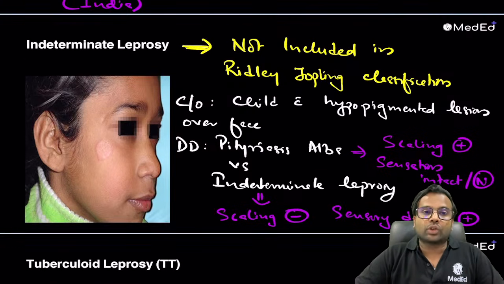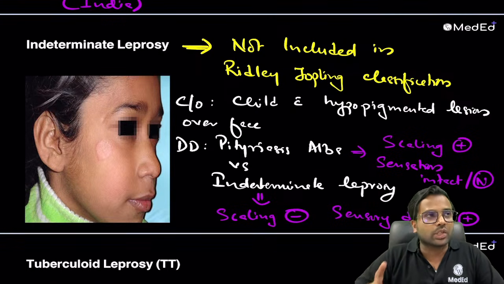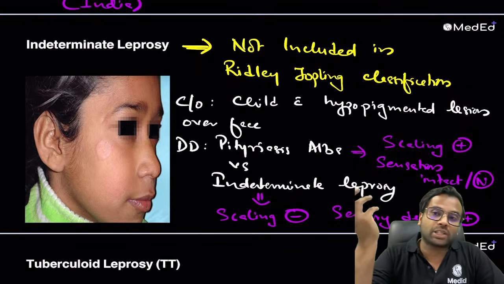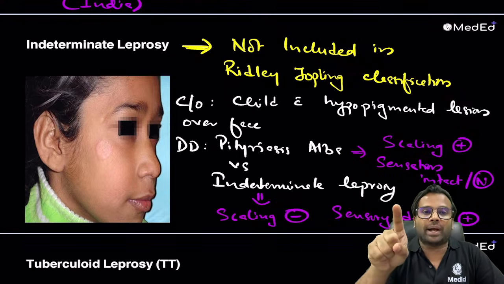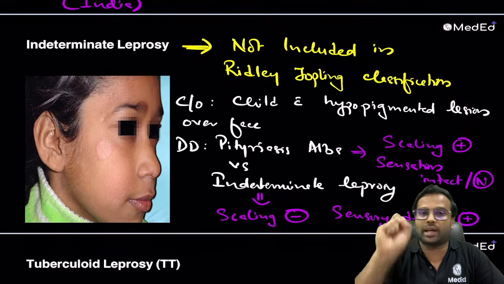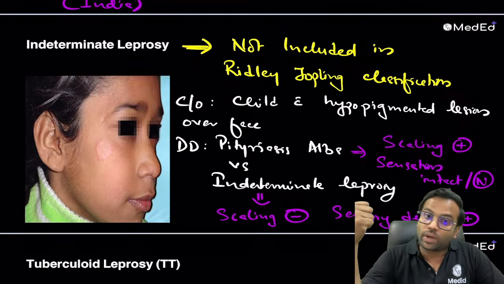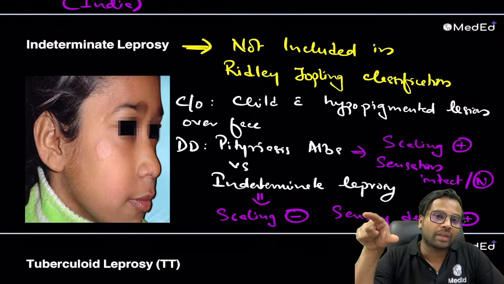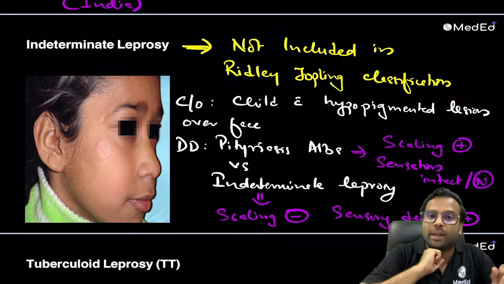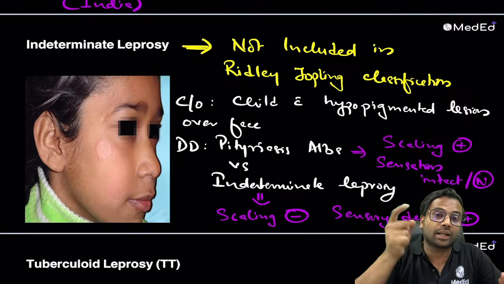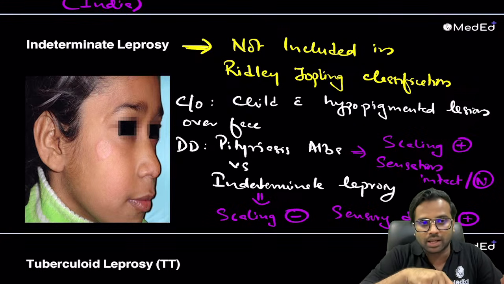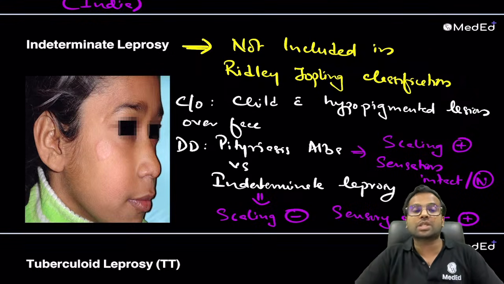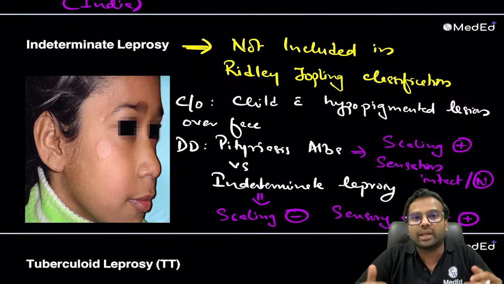I hope I'm clear. So the first clinical scenario that we have talked about today is going to be a child who is coming to you and the child is having a hypopigmented patch in the face. Now when you see a hypopigmented patch, there are always two differential diagnoses clinically. Pityriasis alba versus indeterminate leprosy. If you see scaling, then it is going to be pityriasis alba. If there is no scaling, more likely to be leprosy. Whereas if sensory deficit is present, then it should be indeterminate leprosy. But if the sensation is normal or intact, then it can be pityriasis alba. So this is going to be the first type of leprosy that we can commonly see in the OPD.